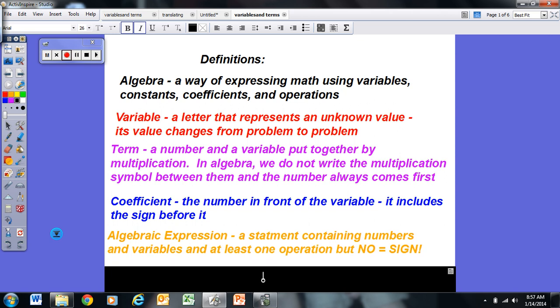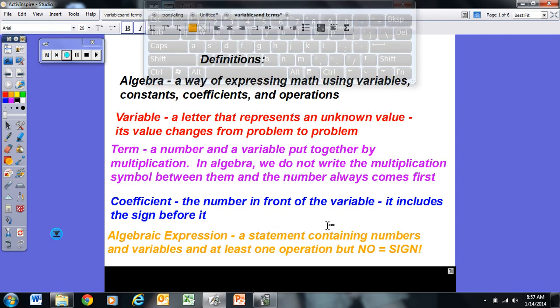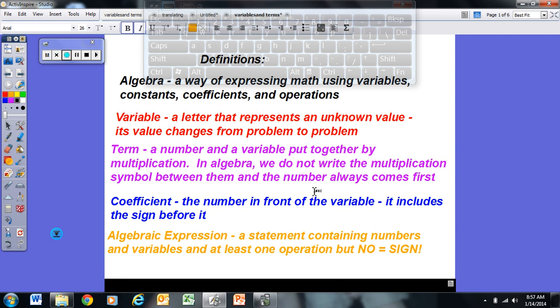An algebraic expression statement is spelled wrong. There should be an E right there. I wonder if I can put an E in there. Let's see if I can do that. Perfect. A statement containing numbers and variables and at least one operation, but no equal sign. That's an expression. An equation has an equal sign.